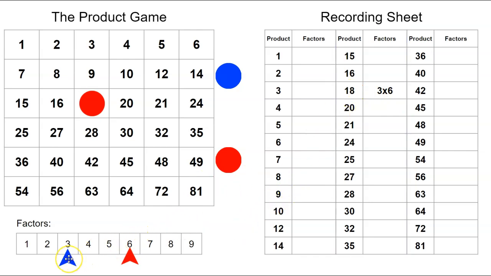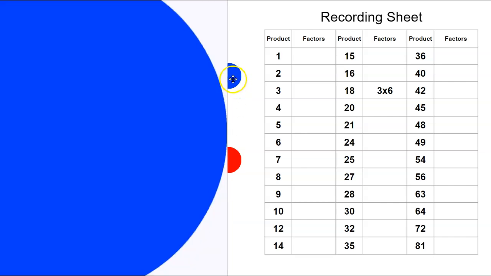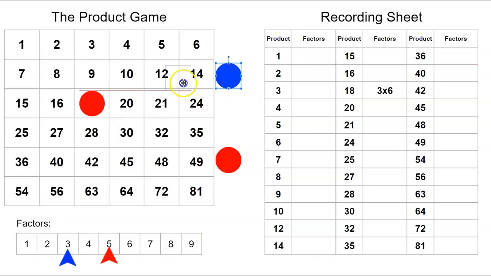Then, the blue player will move either one of the arrows to another number and covers the new product with his or her colored chip. In this case, the blue player may move even the red arrow, in this case to the 5, and may say, I'm placing my arrow on the factor 5. In this case, the blue player would then put their blue chip on 15 and say, the product 15 is a multiple of the factors 3 and 5.